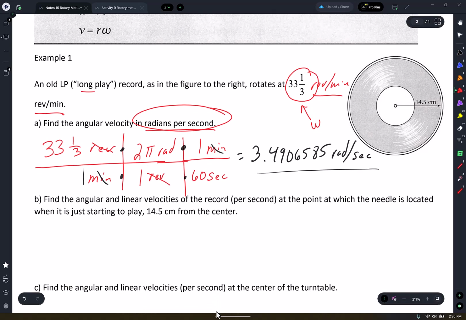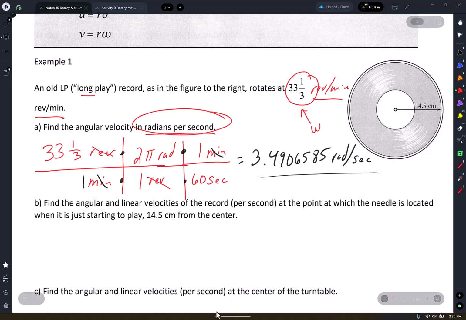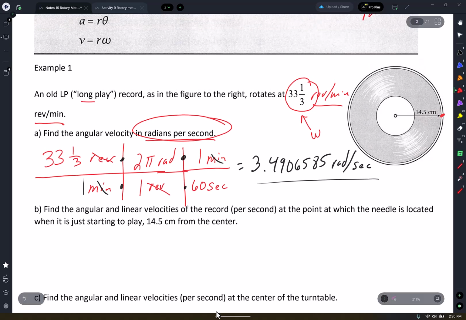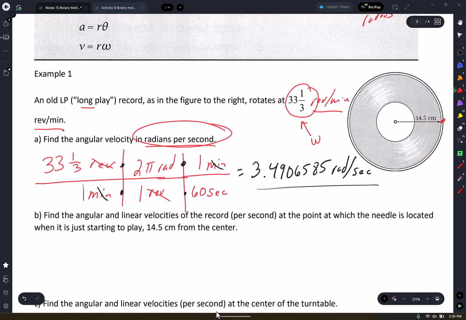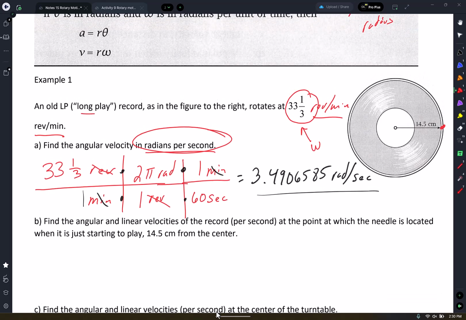Find the angular and linear velocities of the record per second at the point at which the needle is located when it is just starting to play, 14.5 centimeters from the center. Okay, so way over here, do you guys see this record? Have you guys seen a record before? When it's spinning, I want to know how fast it is spinning, the linear velocity in centimeters per second. That's linear velocity.